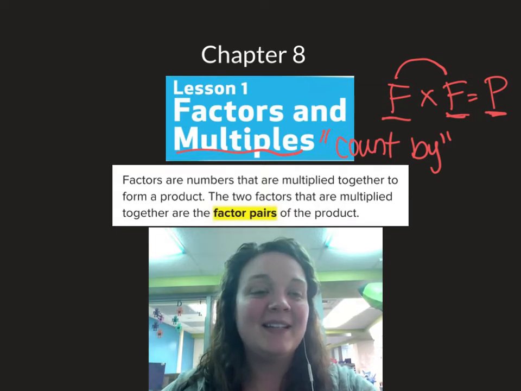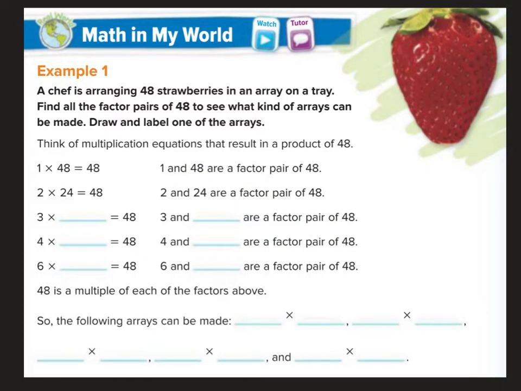Let's get started. All right, so our first example here says, a chef is arranging 48 strawberries in an array on a tray. Find all the factor pairs of 48 to see what kind of arrays can be made. Draw and label one of the arrays.